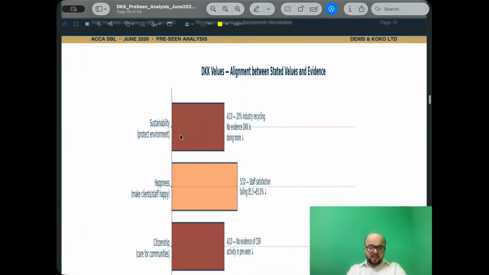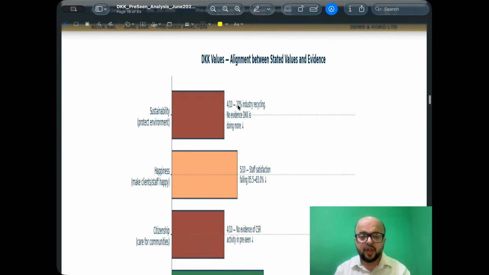ठीक है. Sustainability, that is protection of the environment, 4 on 10. See, now these are scores that I have given. It's not necessary, so these are not mentioned anywhere. This is my take on things. Here you have 20% industry recycling, but there is no evidence that the company is doing more on the sustainability front. So on a score of 10, I would give it 4. ये मेरा number है. It could be different. कोई ऐसा formula नहीं है इसके लिए.